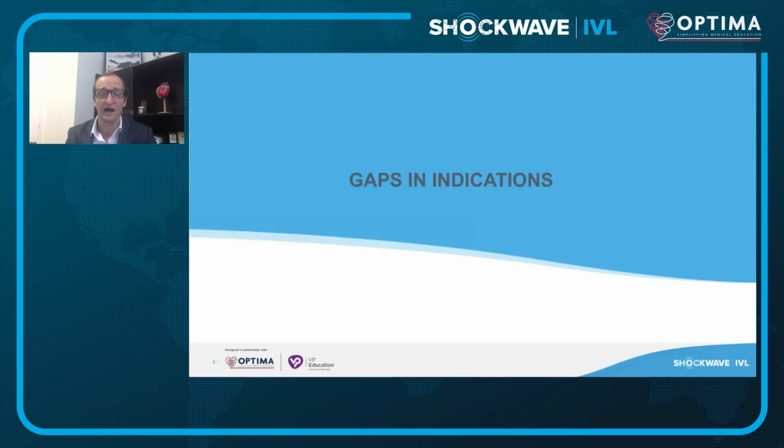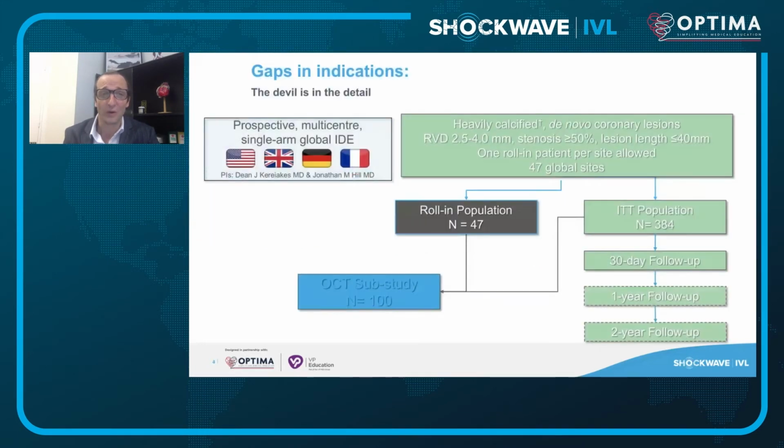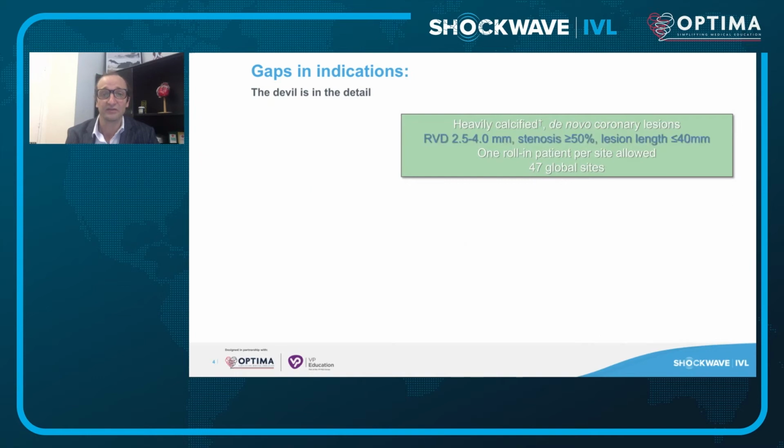First of all, I think there are gaps in indication. And as always, the devil is in the detail. If you take the inclusion criteria of CAD3, you can see that patients were selected if they had reference vessel diameters of 2.5 to 4 millimeters, excluding small and big vessels, but also a lesion length below 40 millimeters, excluding long lesions.